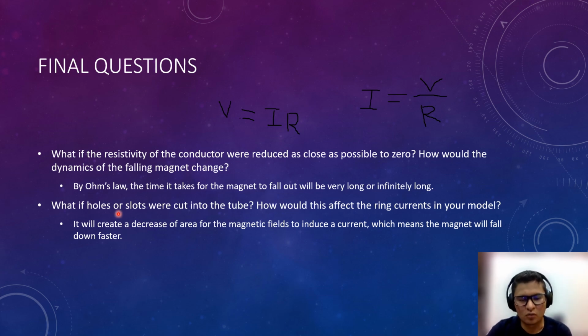If there were holes or slots cut into the tube, what effect would that have on the ring currents in the model? It will create a decrease in the area where the magnetic field can induce a current, which means the magnet will fall down faster. It won't have as many rings, per se.